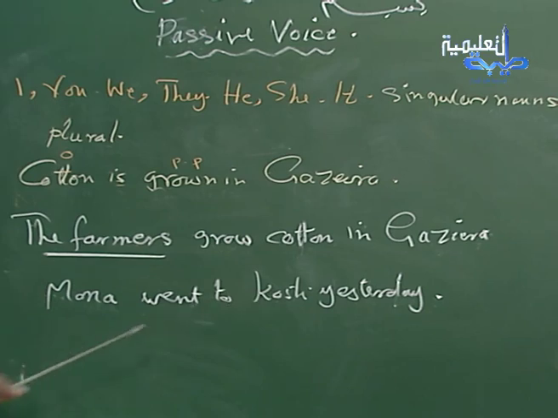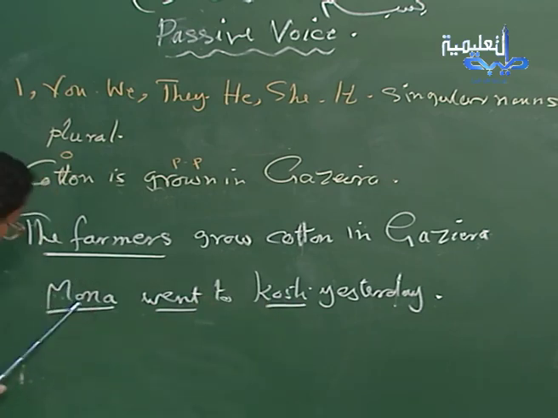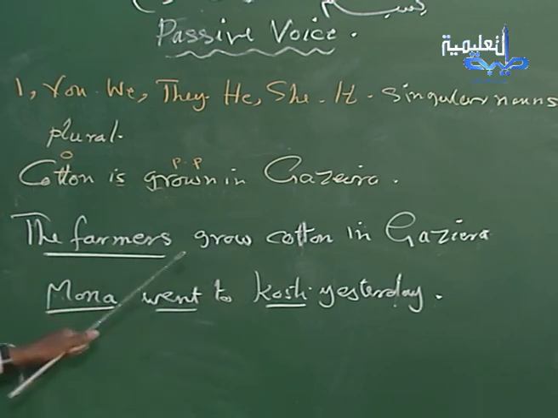Muna went to Kosti yesterday. Muna is the subject. When is the past simple? Kosti is an object. You see? Here there is subject, verb, and object. This is an active sentence.